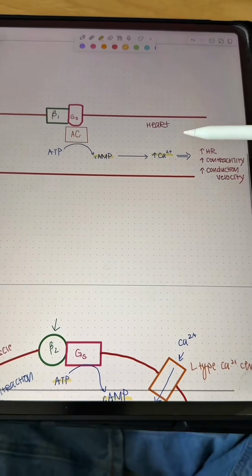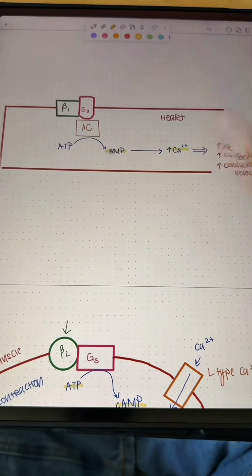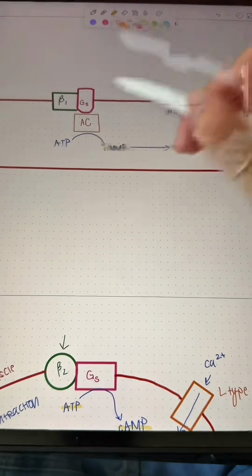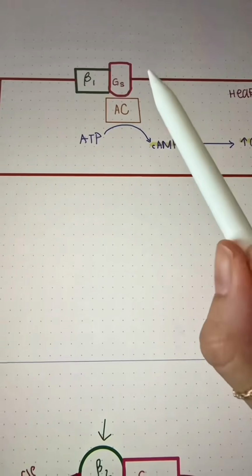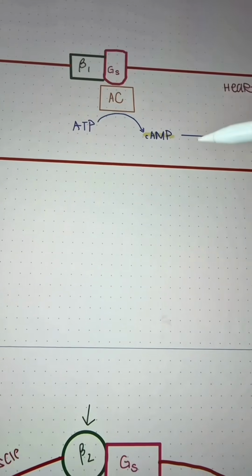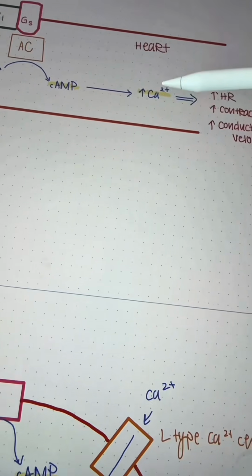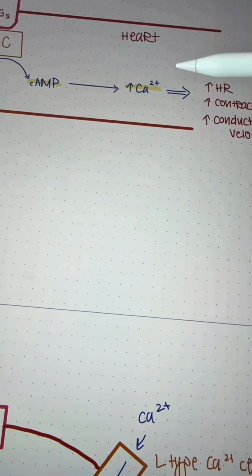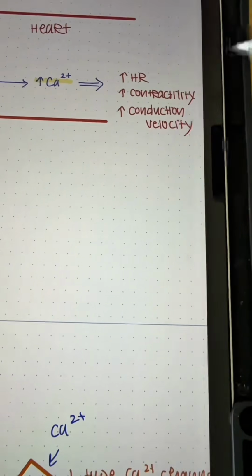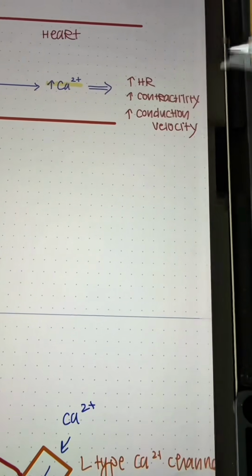Let's talk about the heart cell first. So epinephrine goes into the heart and it stimulates the beta-1 receptor. Beta-1 receptor is a G-protein coupled receptor. What that means is that it's connected to the Gs protein. The Gs protein stimulates adenylyl cyclase. The adenylyl cyclase converts ATP to cAMP, and that basically activates pathways that increase calcium in the myocyte. And ultimately, that results in increased heart rate, chronotropy, increased contractility or inotropy, and increased conduction velocity or dromotropy.